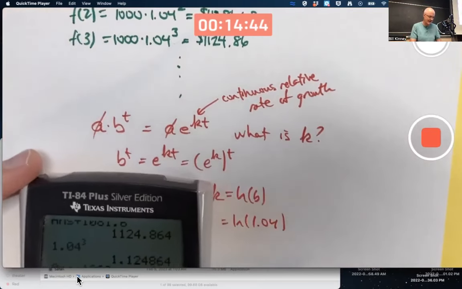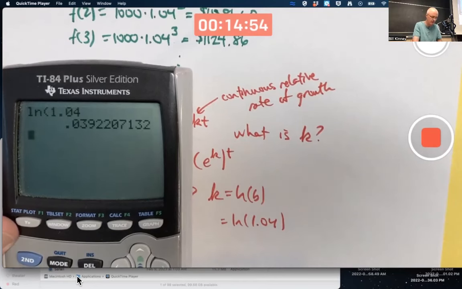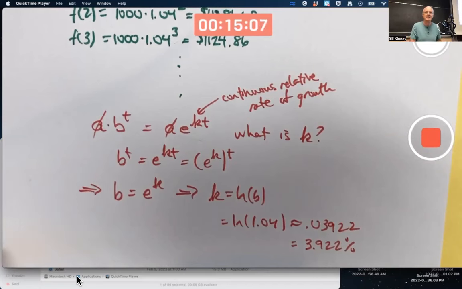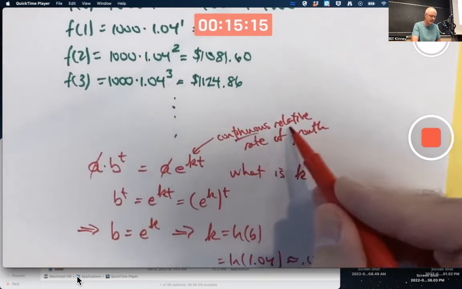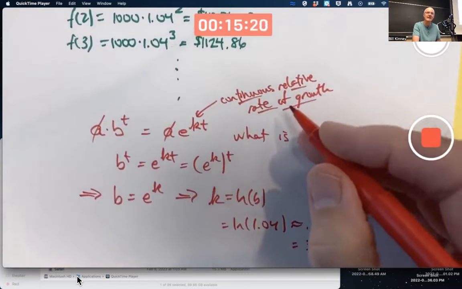For our problem, again, that's natural log of 1.04. I'm predicting this is going to be a little bit less than 0.04. ln of 1.04 is, yes, a little bit less than 0.04. This is approximately 0.03922. As a percent, that's 3.922%. Algebraically speaking, it's just another way of writing the function. But what does it actually mean? Why is it called a continuous relative rate of growth? Well, once again, it is a percent rate of growth, so it is still a relative rate of growth.